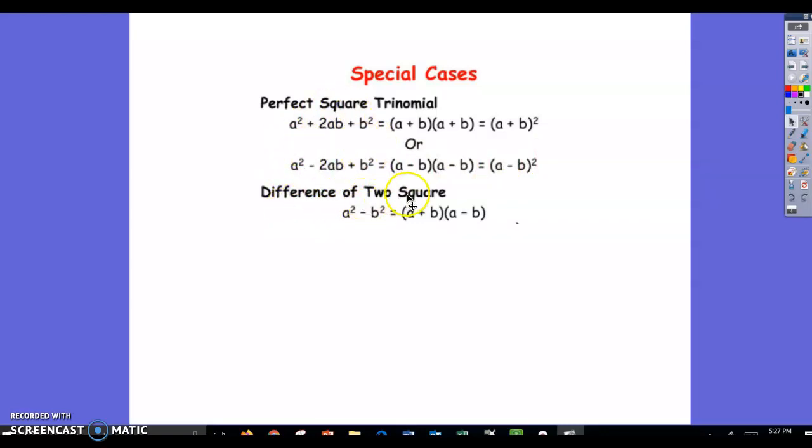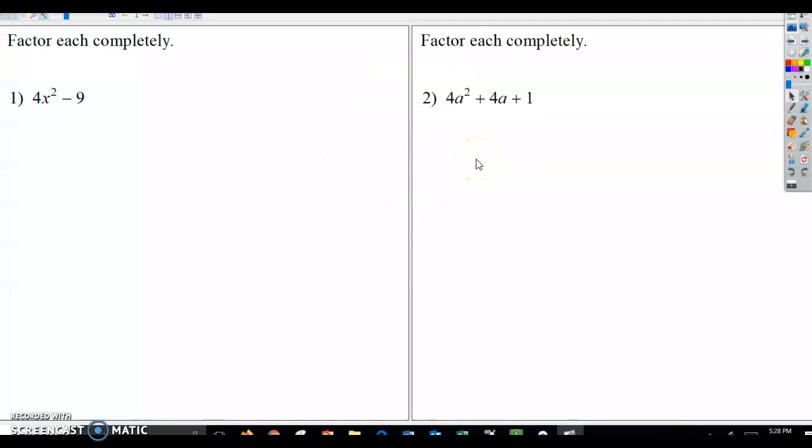All right, a difference of two squares. Again, the name tells you, difference means subtraction. Difference of two perfect squares: A squared minus B squared. Difference of two squares results in A plus B and A minus B. So let's see how these work with some problems.